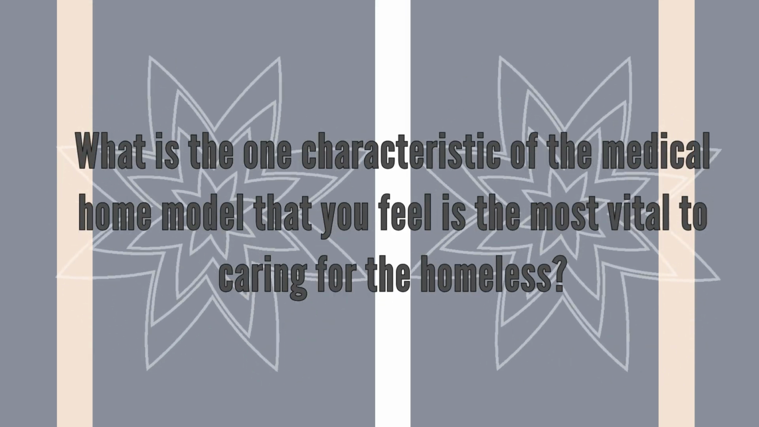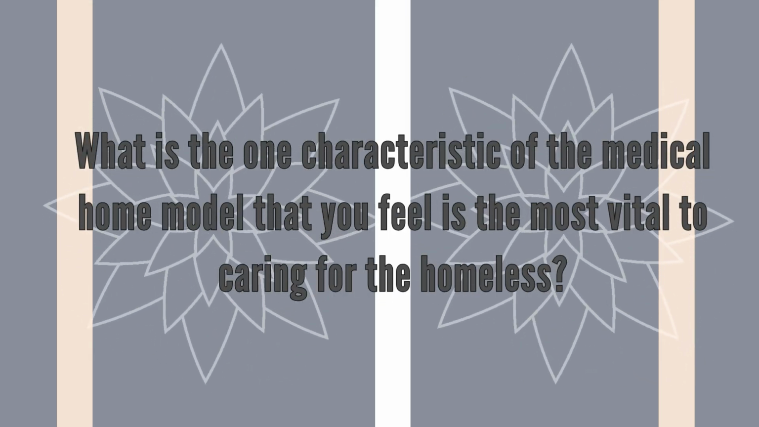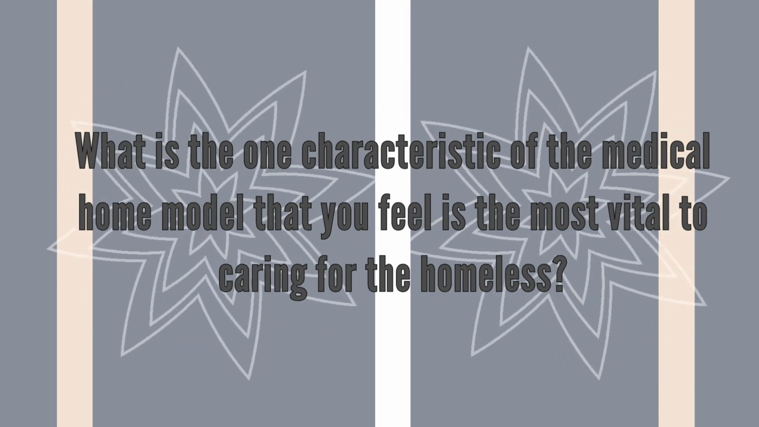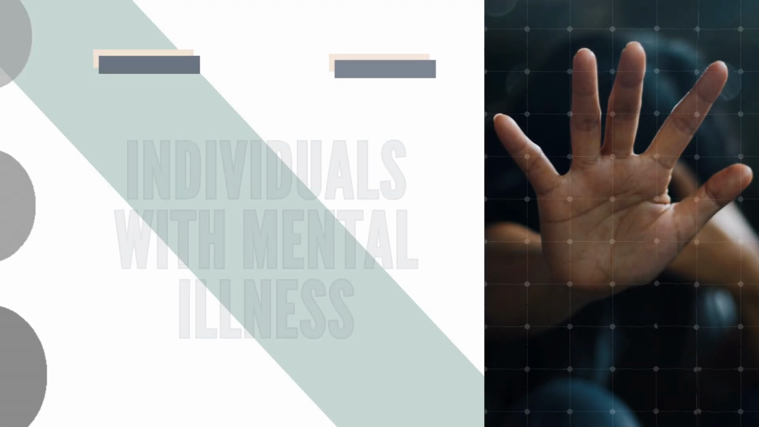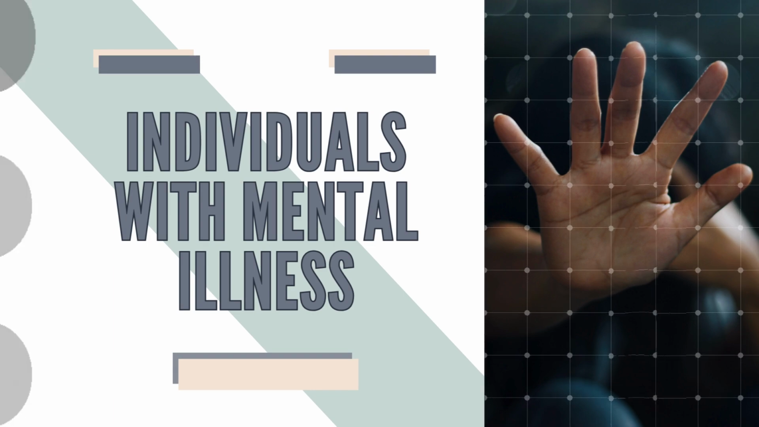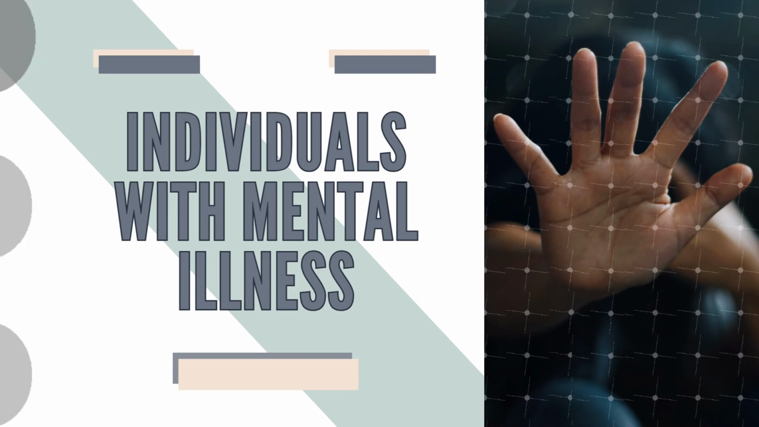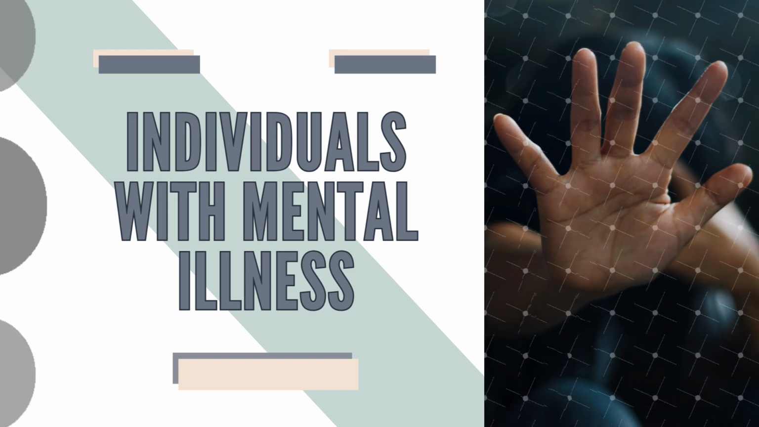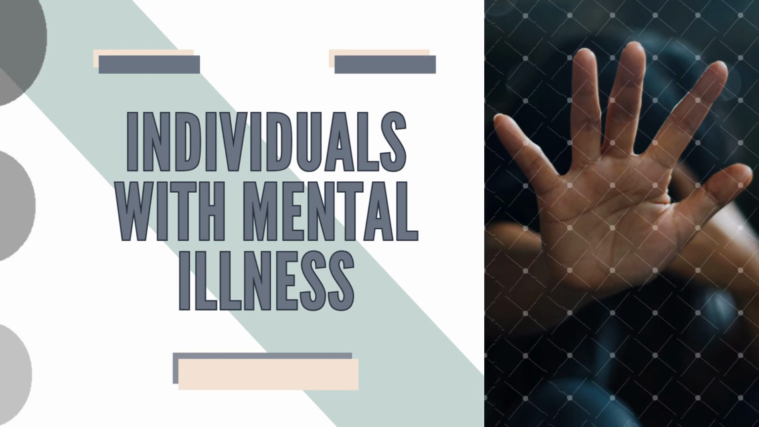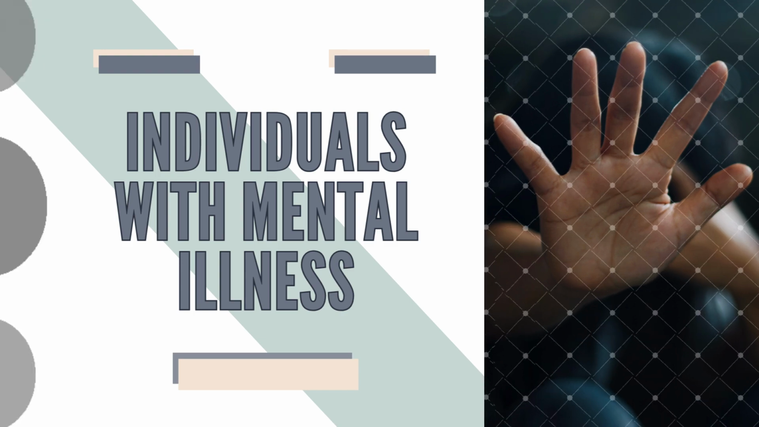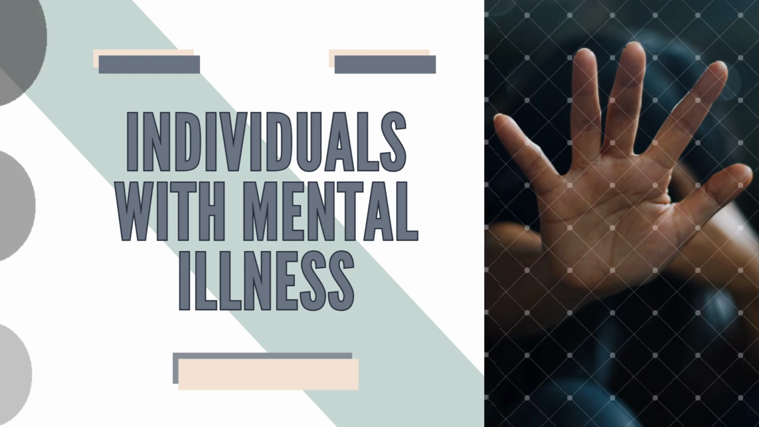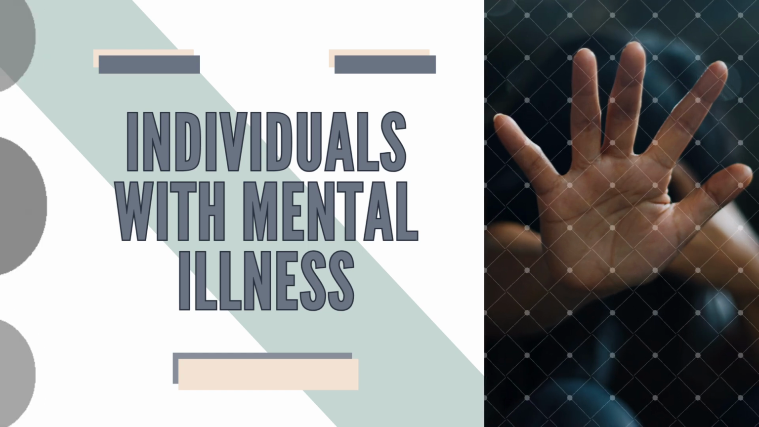What is the one characteristic of the medical home model that you feel is the most vital in caring for the homeless? 1 in 5 American adults experiences some form of mental illness. Despite a recent focus on mental health in America, there are still many harmful attitudes and misunderstandings surrounding mental illness that can cause people to ignore their mental health and make it harder to reach out for help. Many individuals with mental health disorders go undiagnosed.